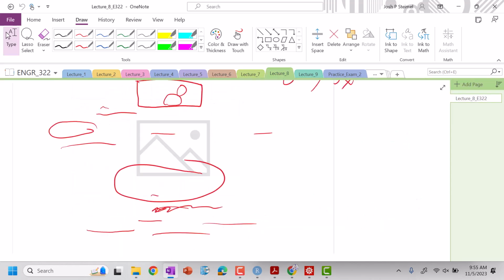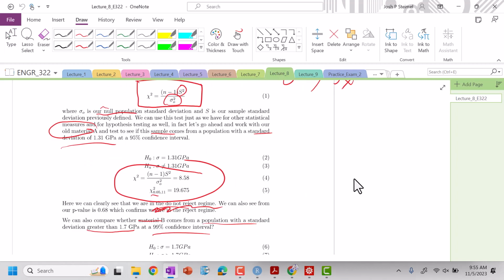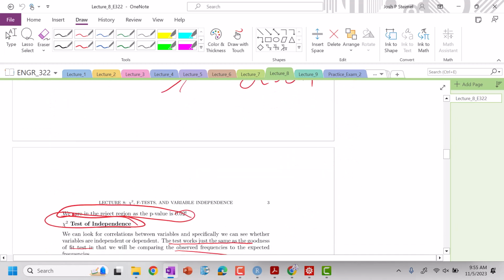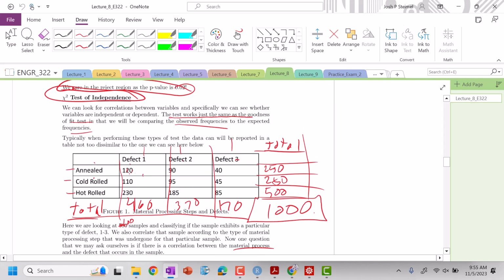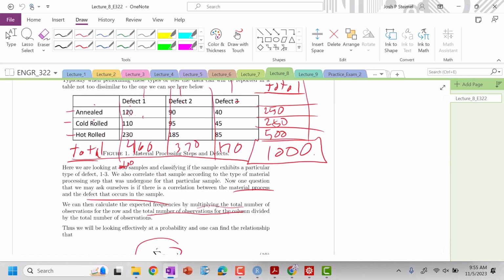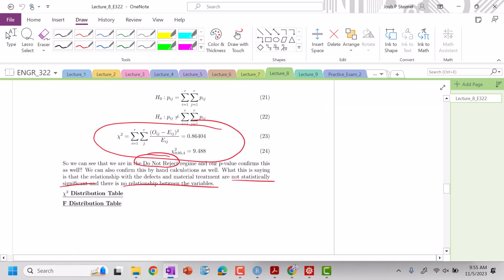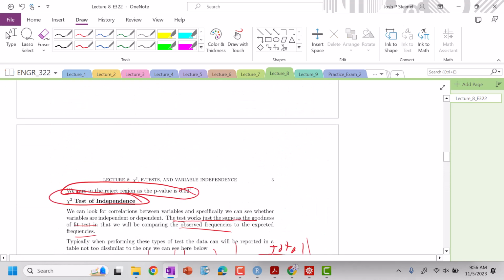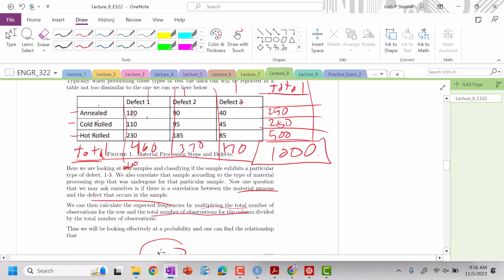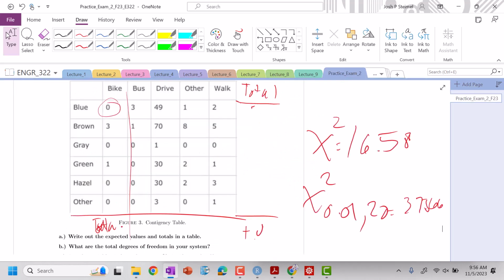So let's go back to our notes. We can kind of confirm this. So let's go to our lecture 8. So we can kind of see here, looking at the values here: do not reject regime. Relationship the DX are not statistically significant. There's no relationship between the variables. So again, if we're in the do not reject, that's what we're saying here. So there is no relationship. They are independent. So excuse me, they are not correlated. And that is indeed what we find.